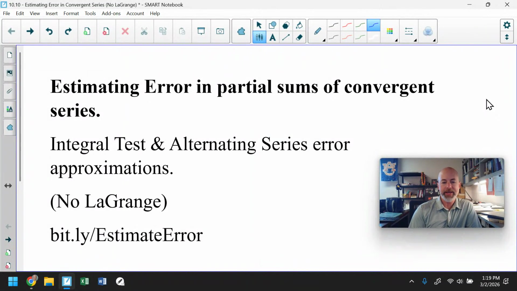All right, let's look at estimating error with partial sums and using partial sums to approximate the sum of a series. I'm not going to look at Lagrange in this lesson. I'm going to look at alternating series and series that can be shown to converge by the integral test.